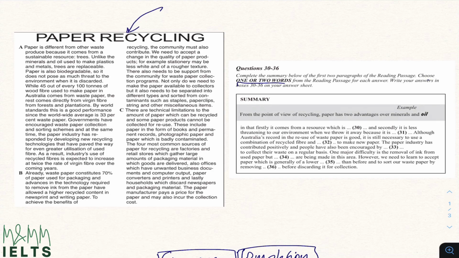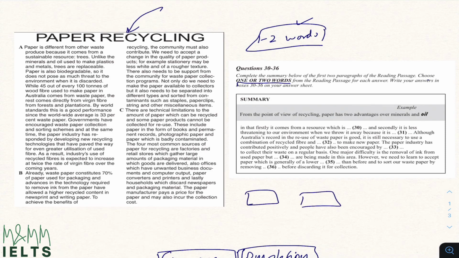Choose 1 or 2 words, and they have highlighted that for us as well. My answer can only be 1 or 2 words. Even if I feel the answer is 3 words, it is never going to happen. From the reading passage for each answer, write your answers in the boxes 30 to 36. So in the real exam, you would be given some boxes, like for example 30th, 31st, 32nd, and so on. That's where you type or write the answers.